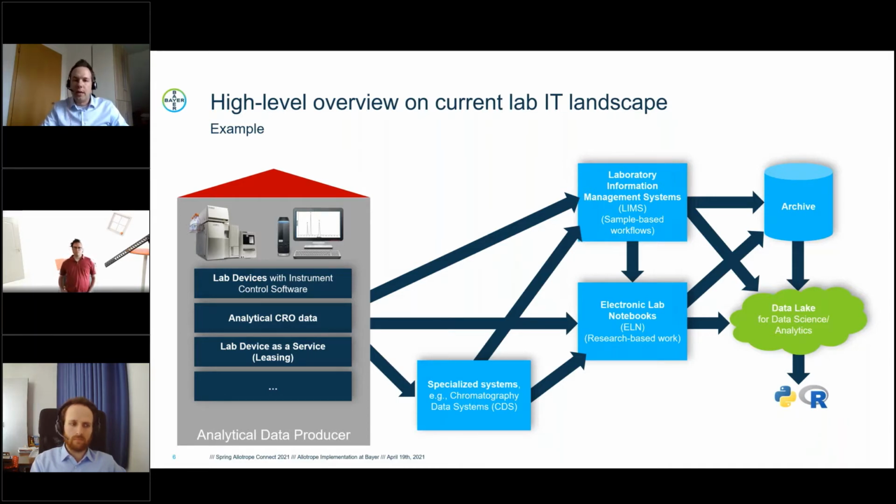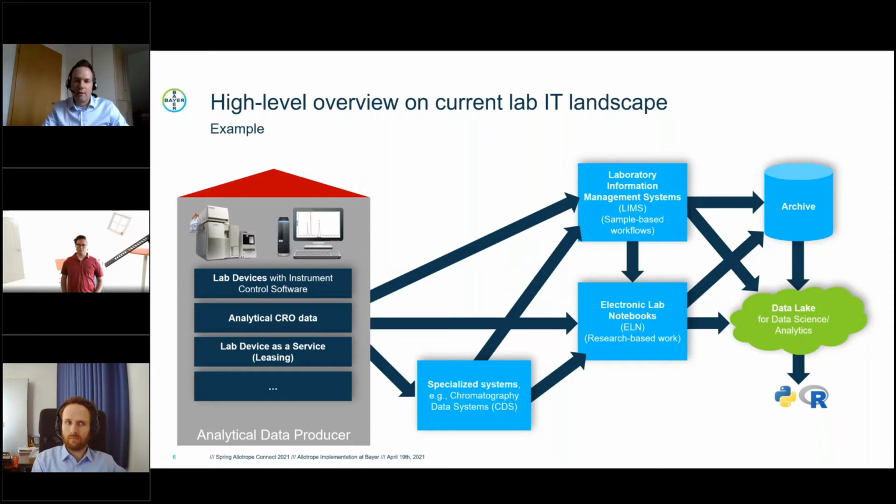Then this data is generated and submitted to other systems, like specialized systems such as chromatography data systems. If you have very standardized sample-based workflows, you will typically use a LIMS system. If it's more research-driven, then you might have an electronic lab notebook. In some cases, you combine these different types of systems. In the end, there is an archive where you store your information for long-term preservation. And you might have a data lake for data science to do the things mentioned a few slides before.